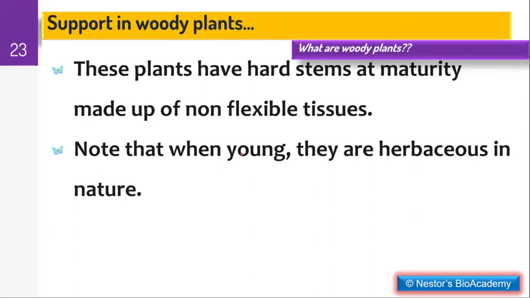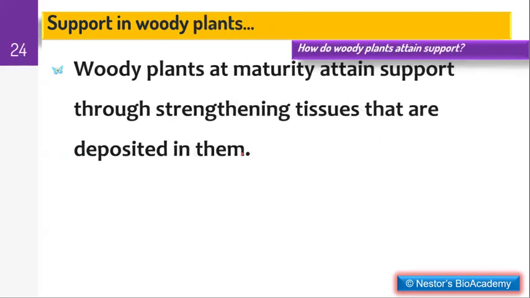Now, when we talk about woody plants, these ones are plants which have got very hard stems at maturity, and they're made up of non-flexible tissues. However, you need to note that when they are young, they still tend to be herbaceous in nature. For example, while I said earlier that it is obviously impossible for you to bend the stem of a mature huge mango tree, when it is still at the seedling stage, you can still bend its tissues, because usually even the woody plants, when they are very young, they still always tend to be herbaceous in nature. So in woody plants, they always attain support through strengthening tissues that are always deposited in them.